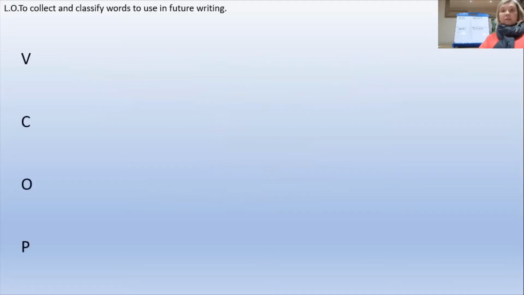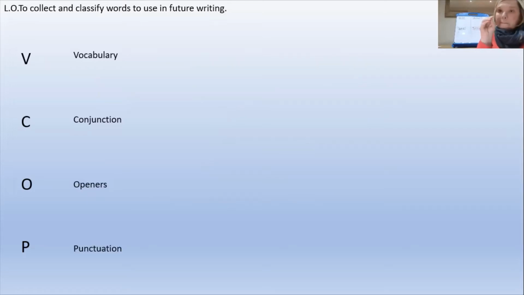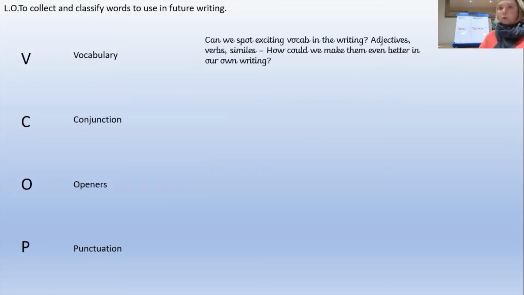So what I wanted to do first of all is go back through, and you guys know this because you've been doing it for so long, but your grown-ups that are watching this might be a little bit confused and thinking, what on earth is Mrs. Pleasure talking about? So when we are looking at VCOP, what we are looking at is basically vocabulary, conjunctions, openers, and punctuation. And we are digging out and picking out all the really interesting bits that are in our writing.